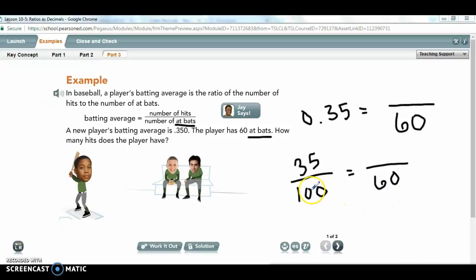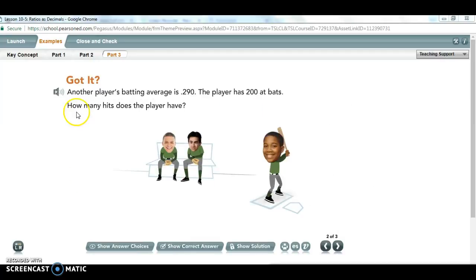I cannot divide 100 by anything to get 60, so one thing that would be helpful is if I simplified this fraction. They are both divisible by 5. 35 divided by 5 is 7. 100 divided by 5 is 20. So now I know that 7 over 20 is going to be equivalent to something over 60. 20 times 3 is 60. 7 times 3 is 21. So how many hits does the player have? 21 hits.